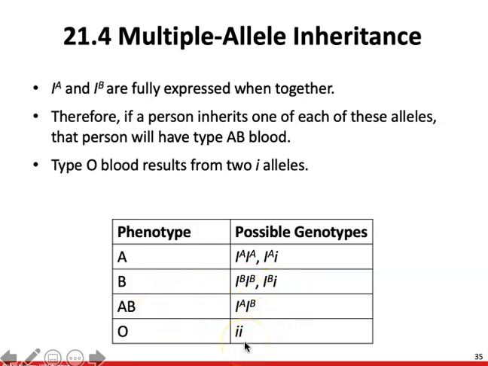And if you have neither of those, if you have I allele and I allele, you're going to have a blood type of O. So like I said, A and B are going to be fully expressed when they're together. So if the person inherits one of each of these alleles, the person would have AB blood. Type O is going to result from having two I alleles, or two alleles that do not code for a particular antigen.